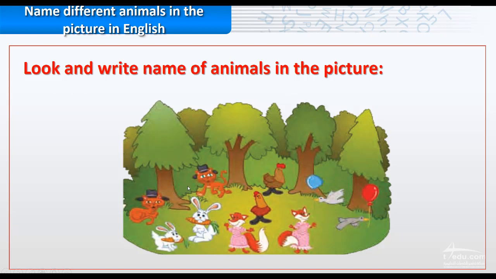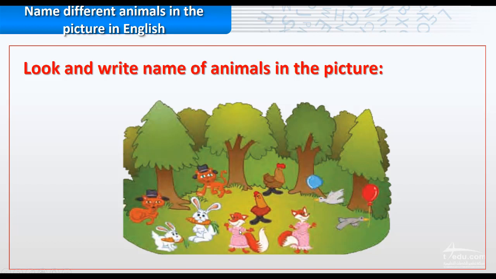Okay. What can you see here? What kind of animals? Can you name it? For example, what's this? Cat. Excellent. It's a cat. And what's this? The white one. A rabbit. Yeah. It's a rabbit.